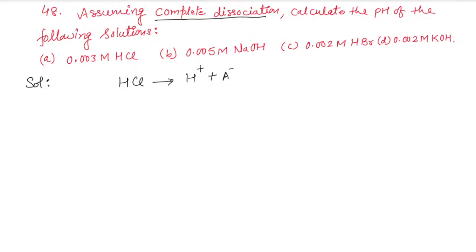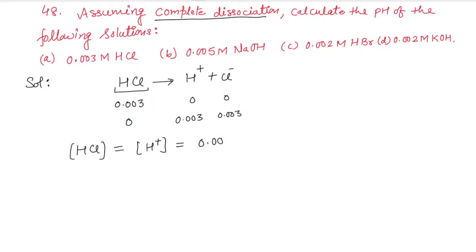So HCl gives H plus and Cl negative ion. On complete dissociation, the concentration of HCl is 0.003. Complete dissociation means it becomes 0.003, 0.003. Alpha is 1 now. That means on complete dissociation, the HCl concentration is equal to the H plus ion concentration. So it is 0.003 molar, or you can write 3 into 10 raised to power minus 3 molar.